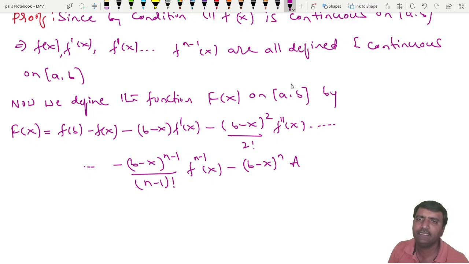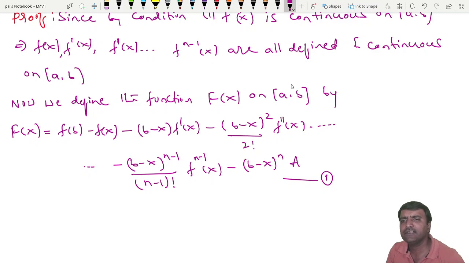We don't know what that A is. A is a constant, to be defined later. So f dash, f double dash, all are defined and continuous on [a, b]. Up to f to the n minus 1 of x exists, which means all those are differentiable. It is not necessary to say once again that all are differentiable. So we have defined a new function F of x.